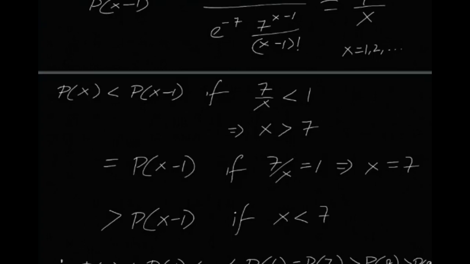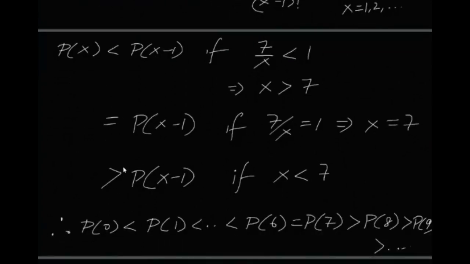It depends on x. If x takes the value 7, then p of x and p of x minus 1 are the same. That means p of 6 and p of 7 have the same value. On the other hand, if x is greater than 7, then p of x is less than p of x minus 1. And if x is less than 7, then p of x is greater than p of x minus 1. So basically, taking the values 0, 1, 2, the order of the arrangement is this: p of 0 is less than p of 1, is less than p of 2, up to p of 6, which is equal to p of 7, mind you.